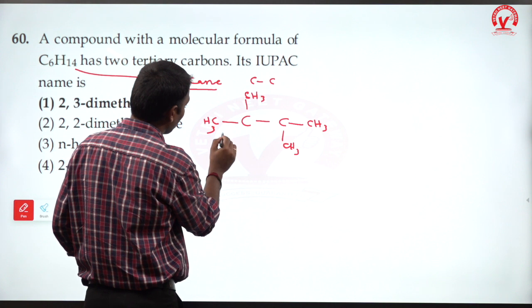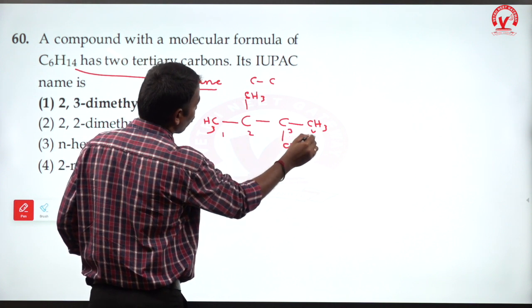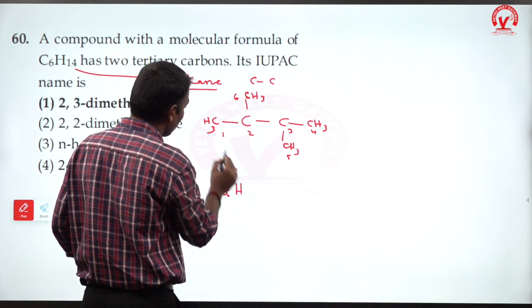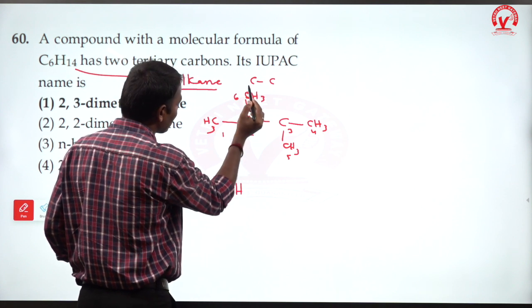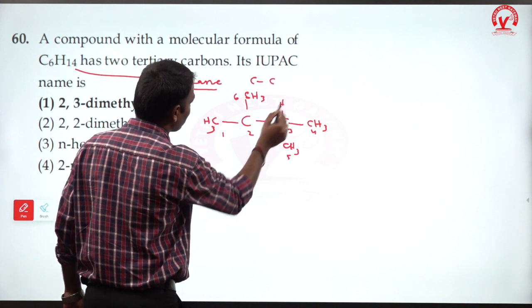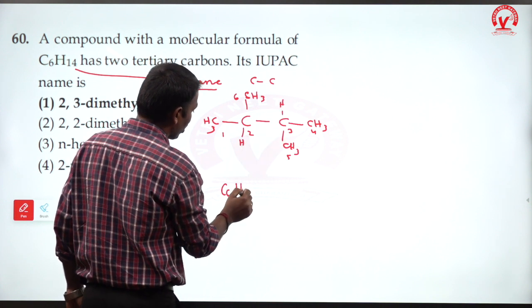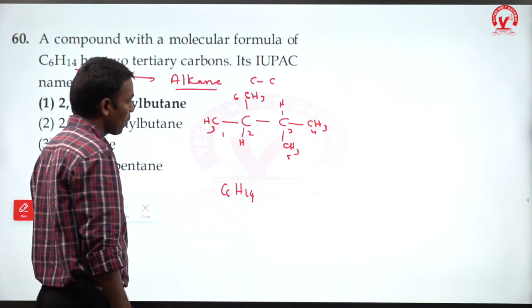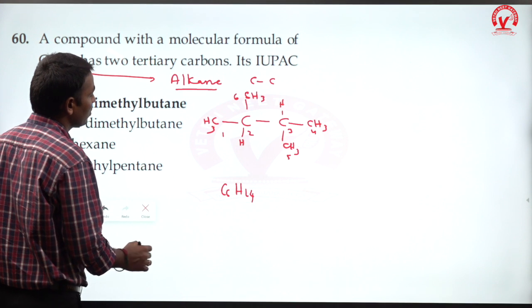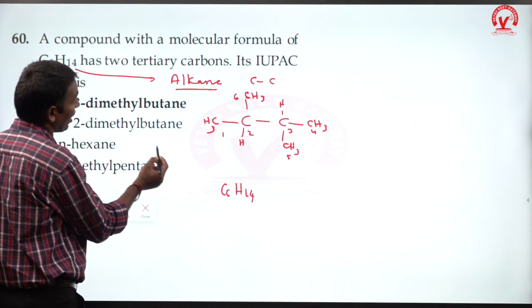So C6H14. Check once: 1, 2, 3, 4, 5, 6 carbons. Hydrogens, how many? 3 plus 3 is 6. Here one hydrogen you have to keep, and here one hydrogen you have to keep. Total is H14, right? So this is the formula with two tertiary carbons. They are asking to find the IUPAC name.